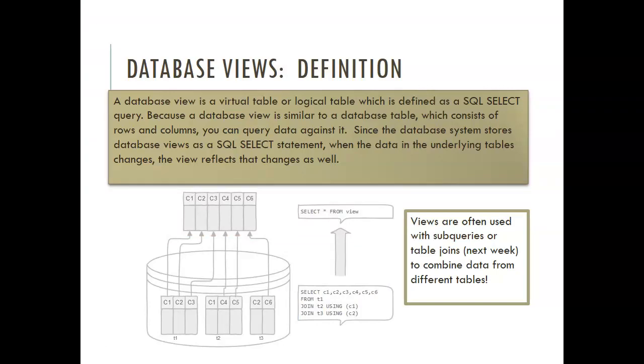Simply put, a database view is nothing else than a stored SQL select query. This SQL select query typically combines columns from one or more tables into something that looks like a table. That is our view. We can treat this view just like a regular table and query it with other SQL select statements. Views are often used with subqueries or with table joins, that is, to combine information from various different tables.